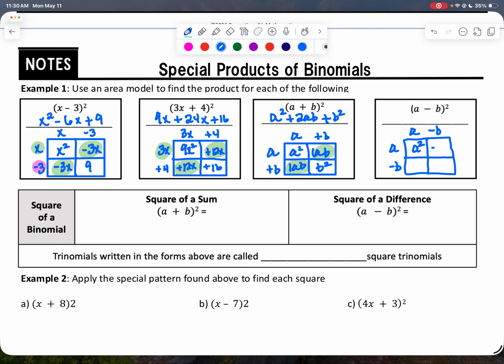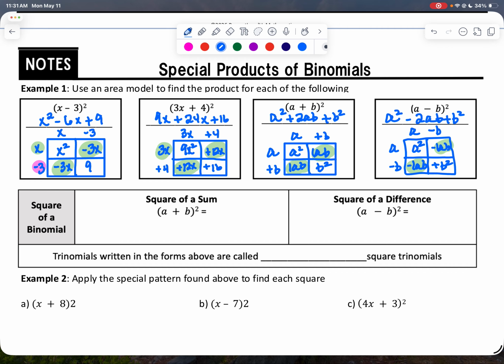A times negative b was negative 1ab. Negative b times a is also negative 1ab. And negative b times negative b was positive b squared. If I combine like terms, I get my final answer to be a squared minus 2ab plus b squared. So I want you to notice something here.